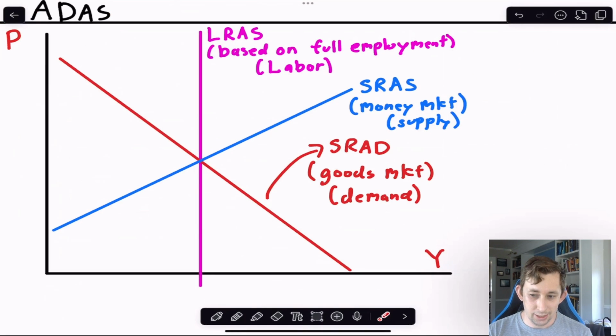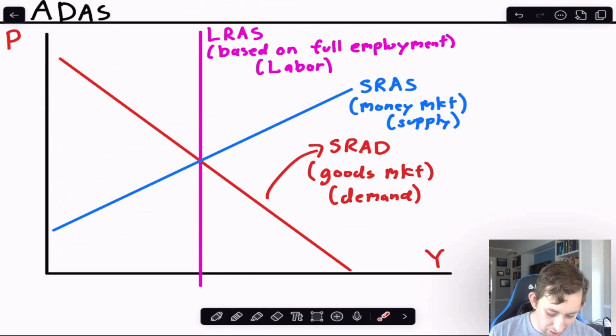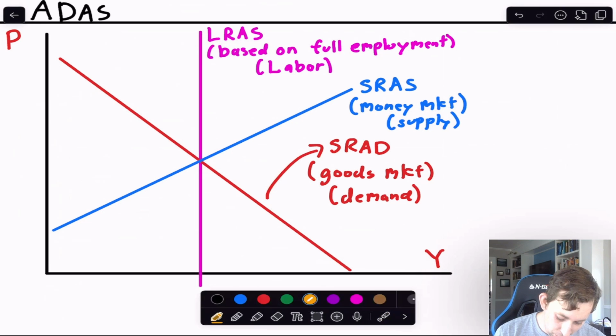And so we're going to talk about a graph in which we have output on the x-axis and the price level on the y-axis. Sometimes it's inflation, but most of the time it's price. We're going to have three curves, one for each market. The first market I'm going to talk about is the long-run aggregate supply curve, where this pink line, the same as before, represents Y bar.